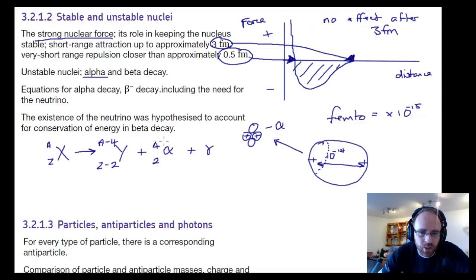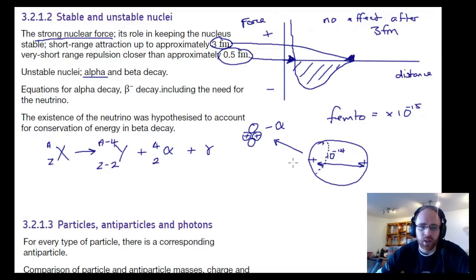So we need to make sure that the numbers on the top on this side add up to numbers on the top on this side, and the numbers on the bottom add up to numbers on the bottom. So we've got conservation of mass, so we've got 4, and then A minus 4 equals A, and conservation of charge, we've got 2 plus Z minus 2 equals Z. So we've got conservation of mass and conservation of charge.